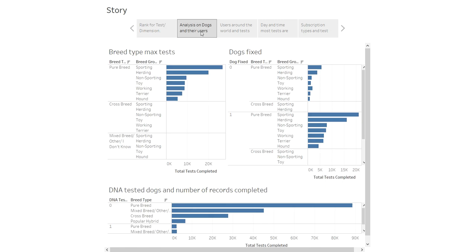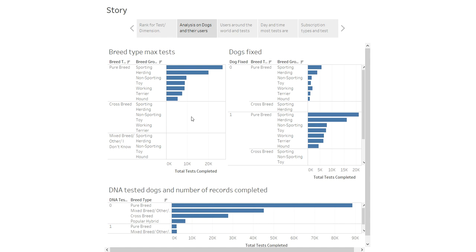I also analyzed the dogs and the users. For dogs, I found out that the pure breed dogs complete more tests as compared to the crossbreed or mixed breed or any other breed. And in pure breed itself, it is the sporting breed group which finishes more tests as compared to the other breed groups such as herding, toy, working, etc. So Dognition can help the users whose dogs are crossbreed or breed groups are non-sporting or terrier or working type to engage more with their dogs so that they can finish more tests.